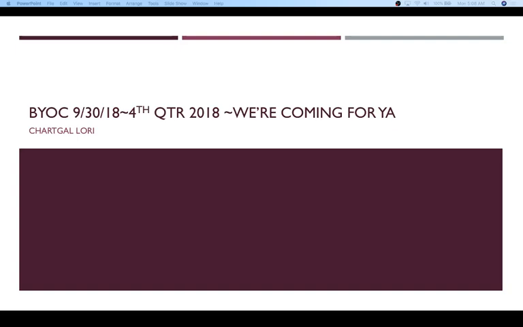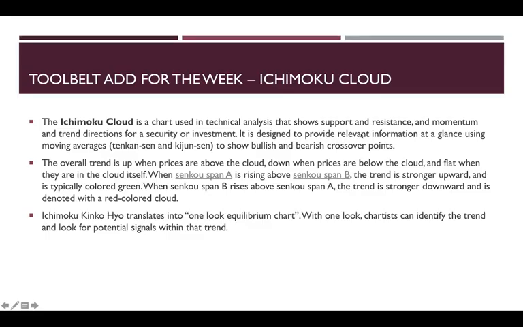So our first item we covered was the tool belt add for the week, Ichimoku Cloud. It's a chart used in technical analysis that shows support and resistance, momentum, and trend directions. I find it helpful if I'm trying to figure out if we're having a bullish or a bearish lean because it's a leading indicator. So I really like to use Ichimoku Cloud.